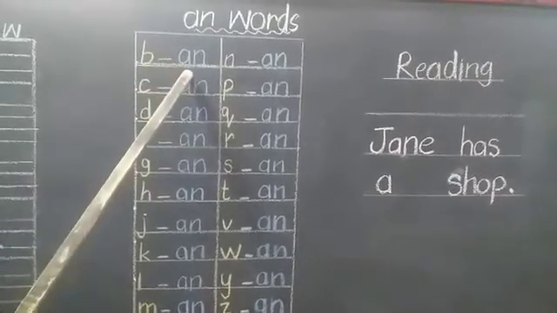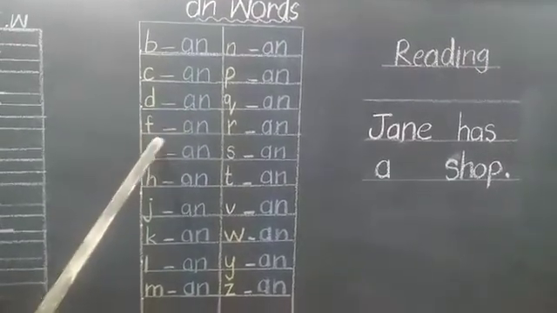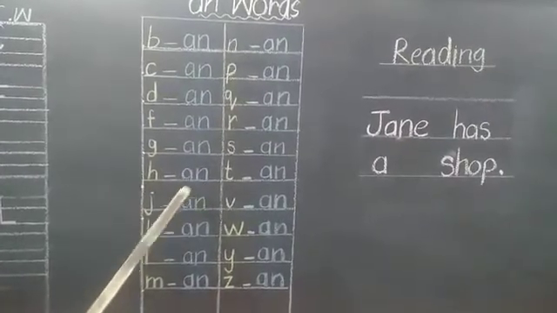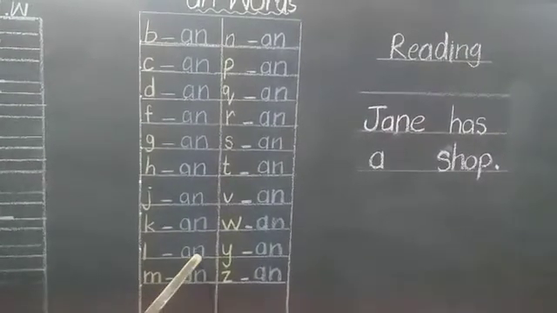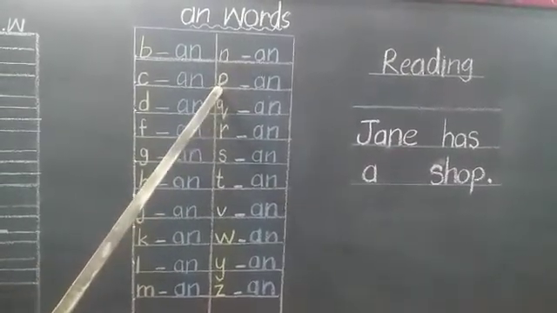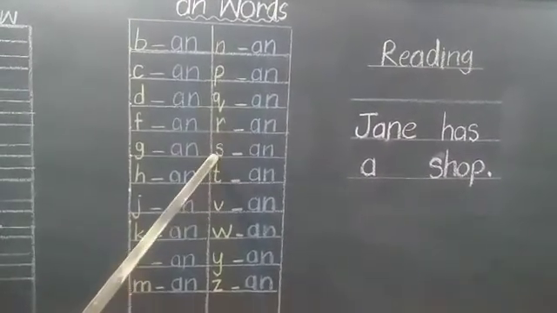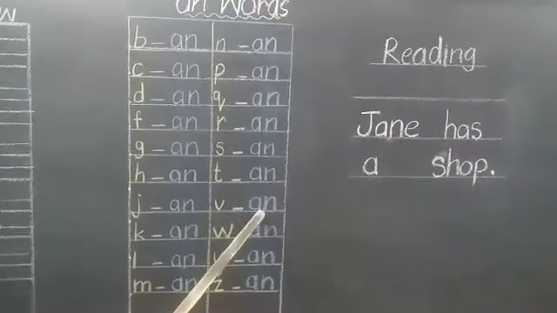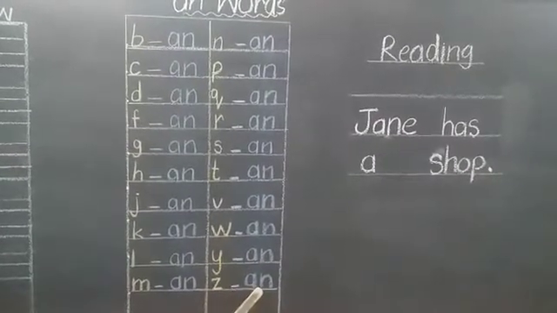B and ban, C and can, D and dan, F and fan, G and gan, H and han, J and jan, K and kan, L and lan, M and man, N and nan, P and pan, R and ran, S and san, T and tan, V and van, W and wan, Y and yan, Z and zan.